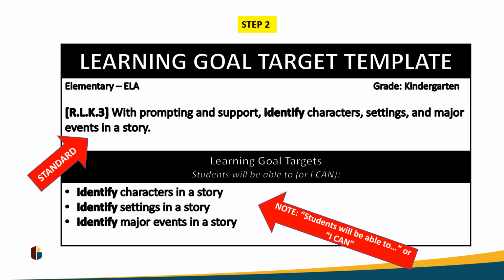Remember, when you're writing your level 3 or your 3.0, it is written in standard language and it is your actual standard. Your learning goal targets are small little targets that are going to get you to your actual standard. So if you take a look at what your students should be able to do, or your I can statements, it breaks or unpacks or chunks the actual standard, which is to identify characters in the story, identify the settings in the story, and identify the major events in the story. When in doubt, make sure that you're reviewing your procedural and your declarative knowledge to help you unpack the standard to be able to create your learning goal targets.